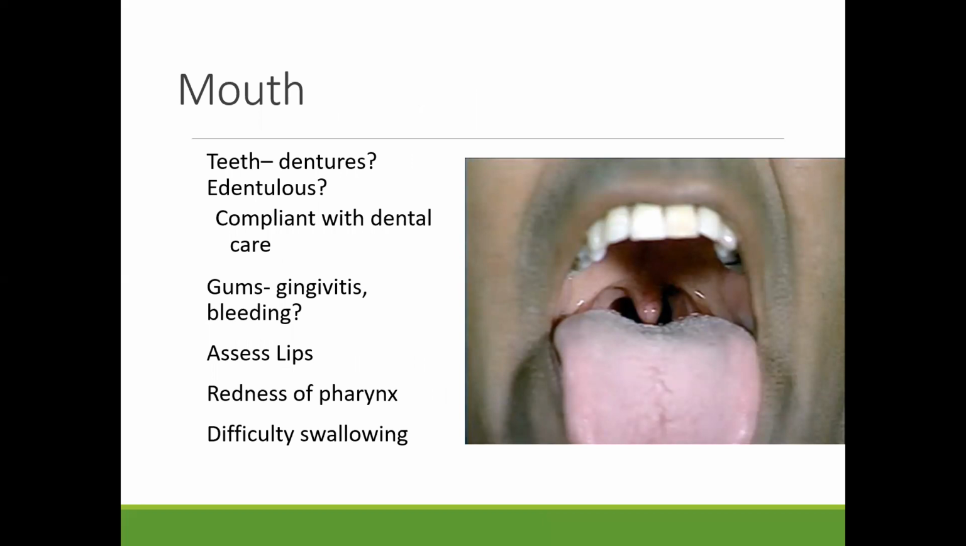Dentures, is there any swelling? Is there any bleeding? Do they have any gingivitis? Are they able to do their mouth care by themselves, or do they need assistance? Any difficulty swallowing? Some people don't know that they have difficulty swallowing. Things that we look for would be like a silent aspiration.